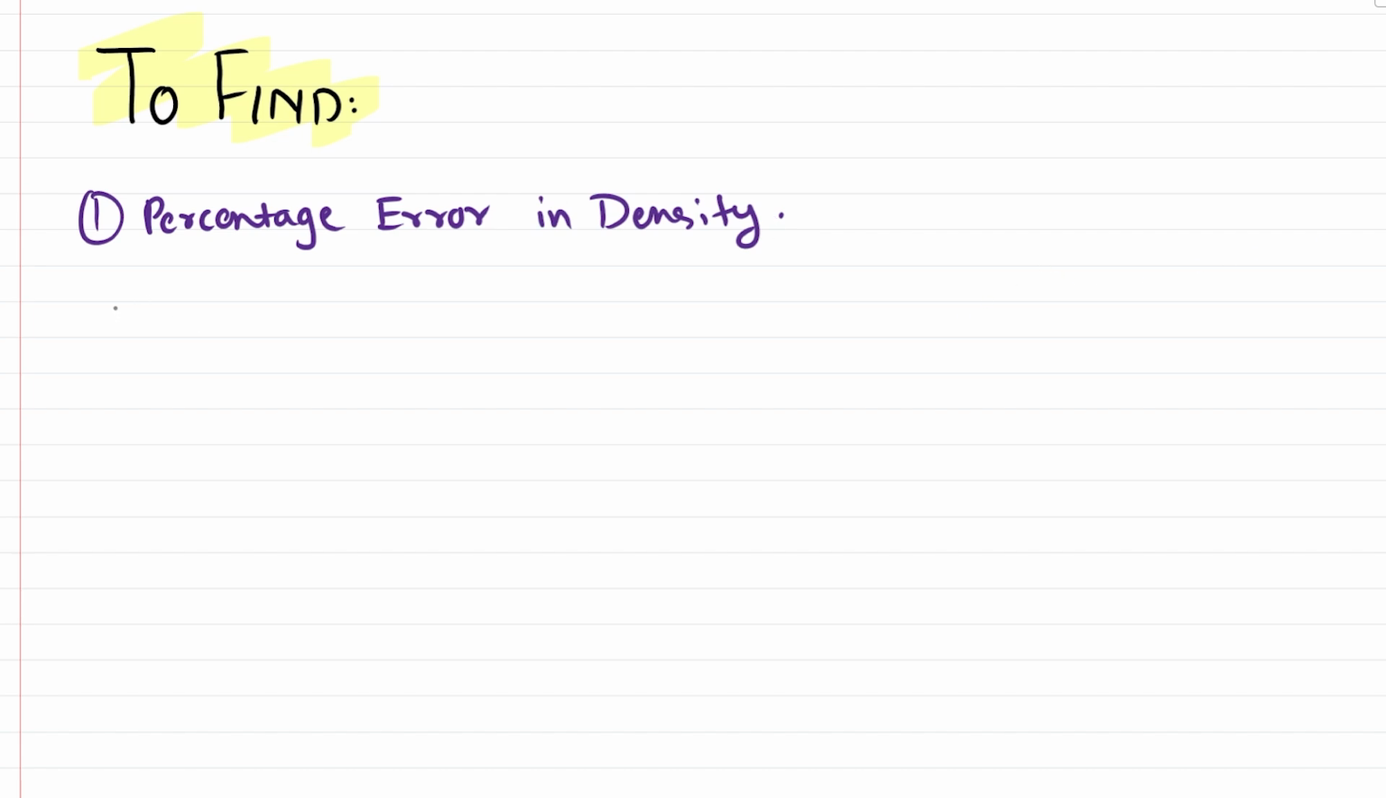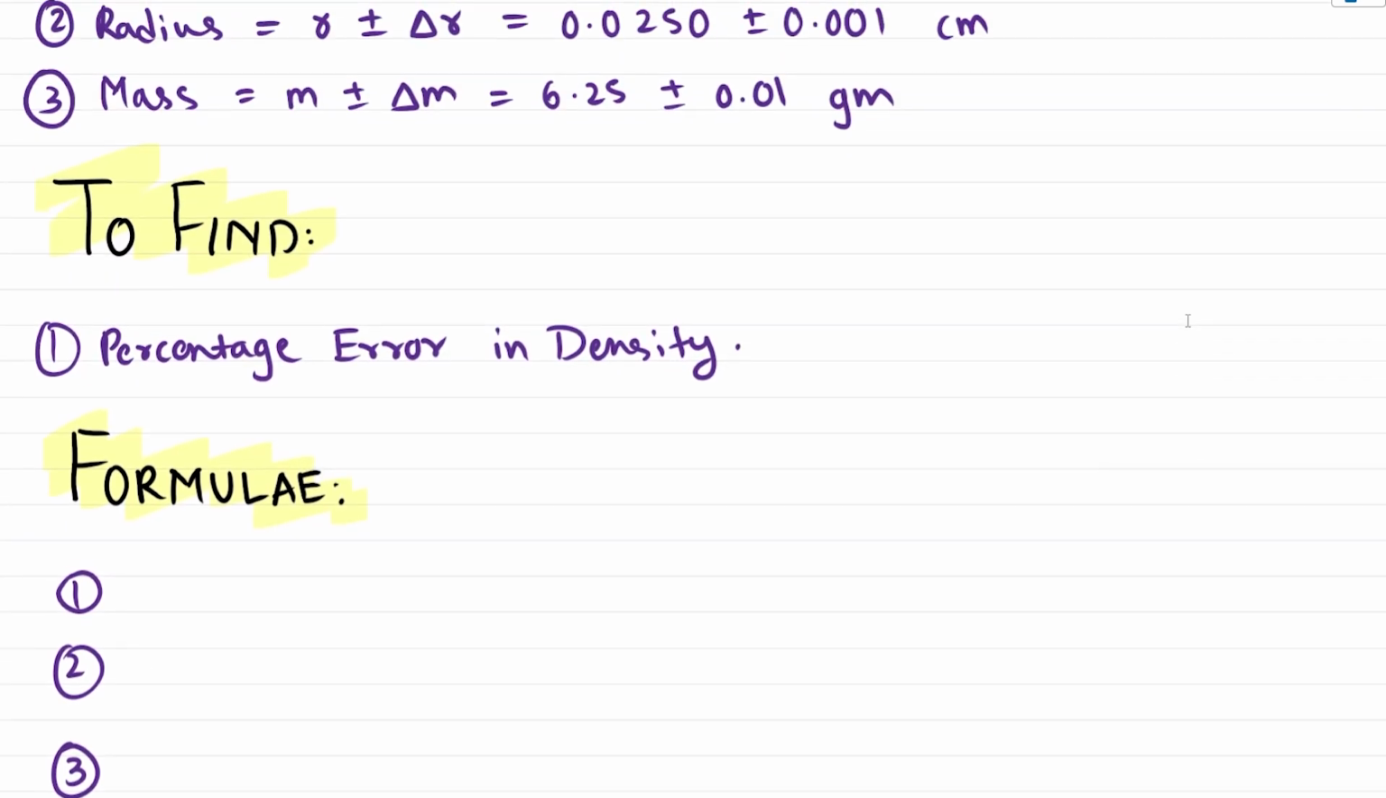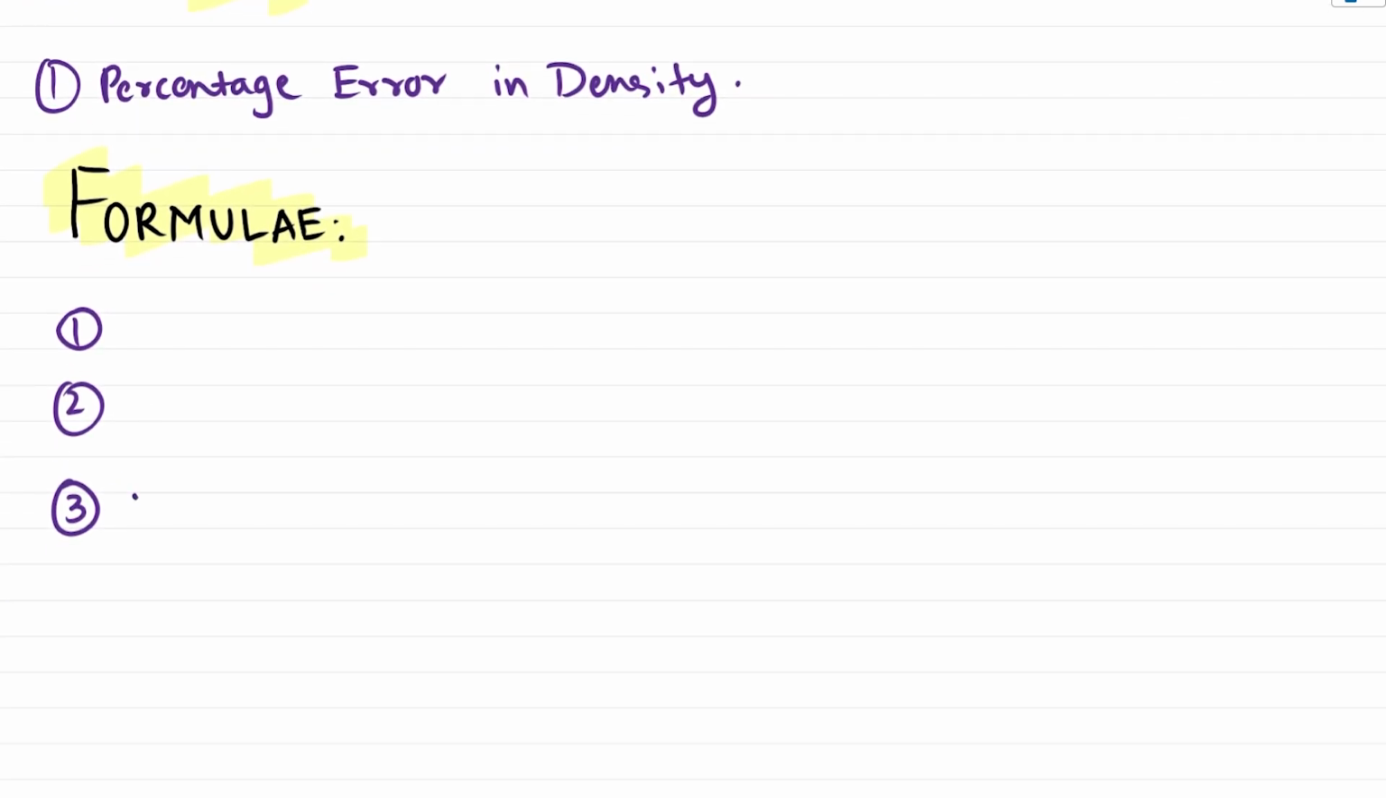Now let us try to figure out what sort of formulas we can use to calculate this percentage error. So let's prepare our formula section and discuss the formulas. First, our main goal is to calculate the percentage error in density. So the formula to calculate percentage error in density, I'll write it using a separate ink.